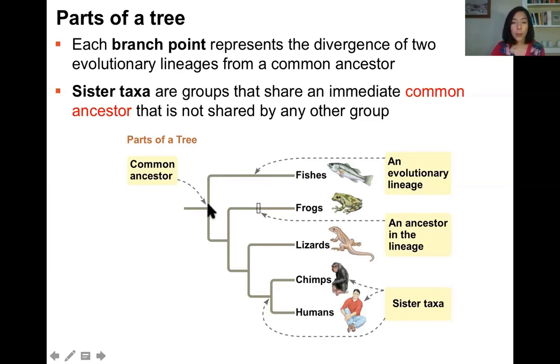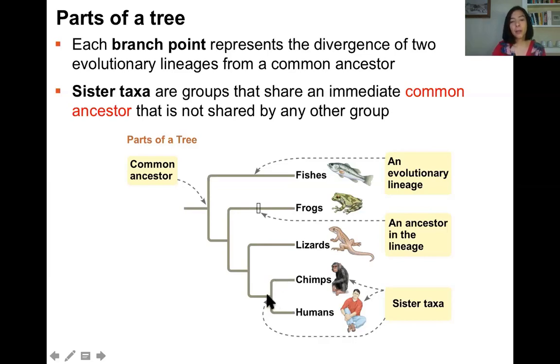Now, this will be an ancestor in the lineage, right? We have species that evolve from other species that are represented in this branch. So these are many species that now have evolved and led to the evolution of frogs. In here, we have also an ancestor, and this branch point here is going to represent the sister taxa. The most closely related species to humans are chimps, and that's phylogeny.